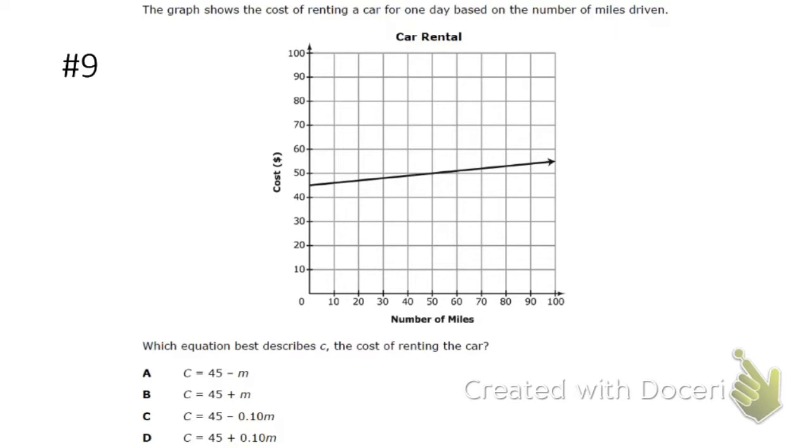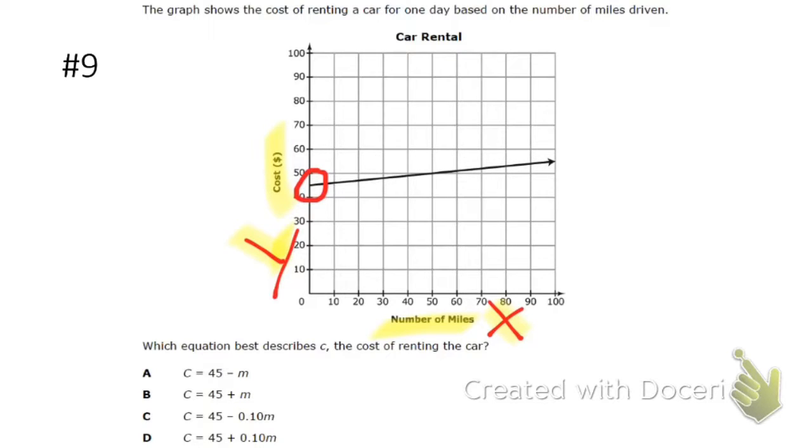Practice ACP. This one is talking about the graph that shows the cost of renting a car for 1 day based on the number of miles driven. Again, we have my miles as my x, and my y is going to be the cost. Now we have my line, and we need to figure out the cost of renting a car. We first need to figure out if it is a non-proportional relationship, and where does it start?